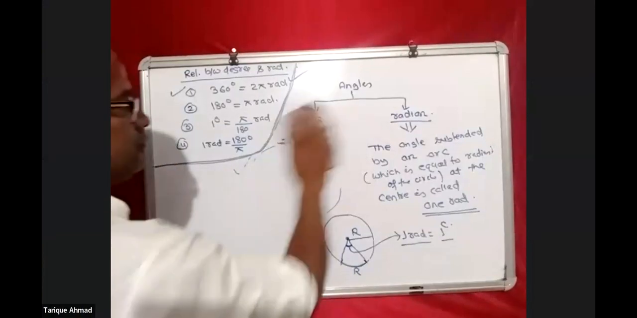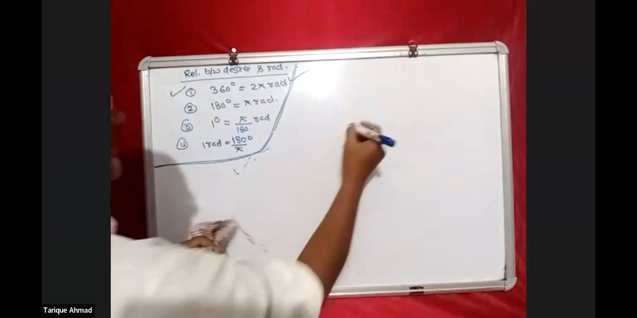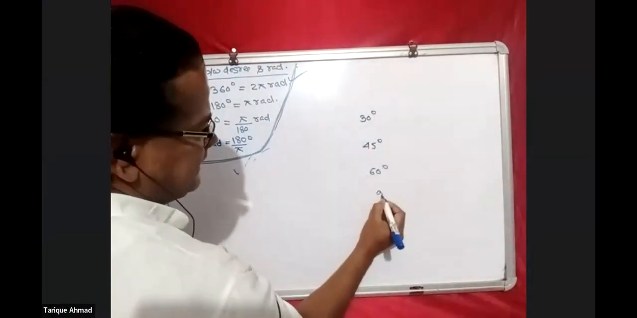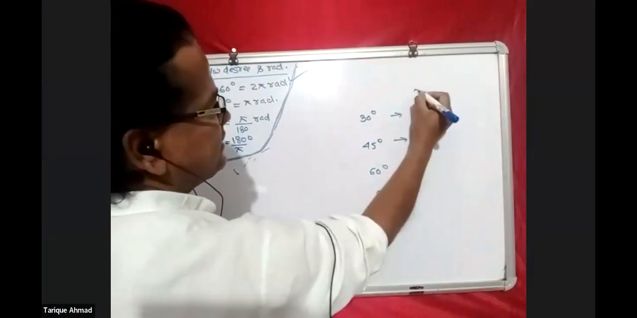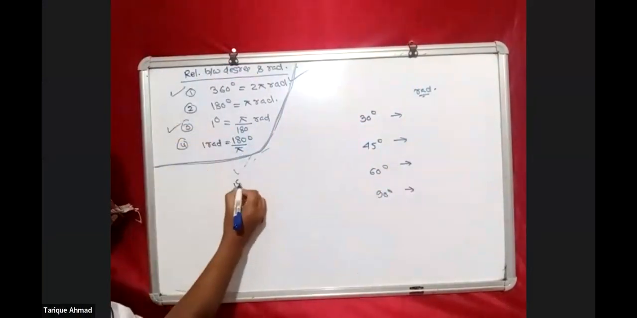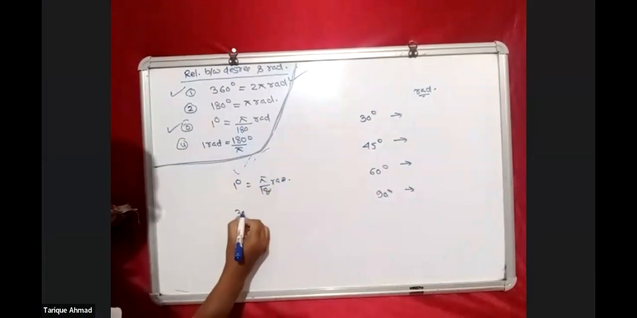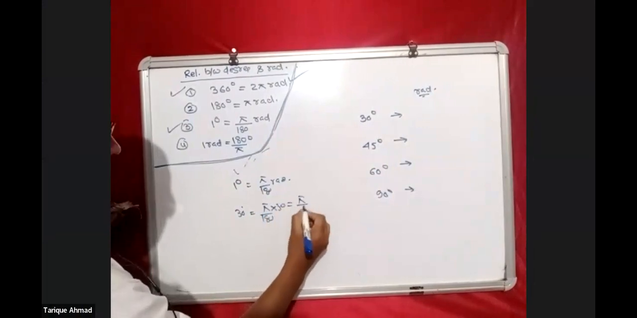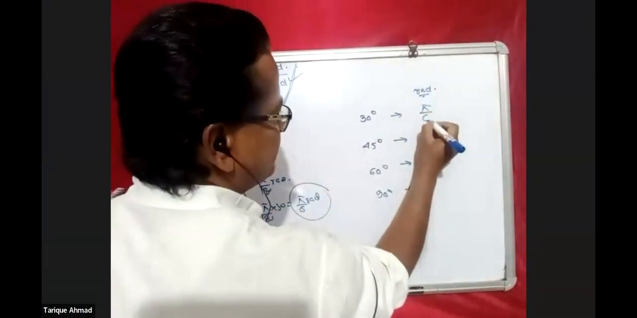Now see, the angles which we know: 30 degree, 45 degree, 60 degree, 90 degree. How can we write these degrees in radian? We can derive from here. 1 degree equals pi by 180 radian. So 30 degree will be pi by 180 into 30. It will be pi by 6 radian. So 30 degree means pi by 6 radian.